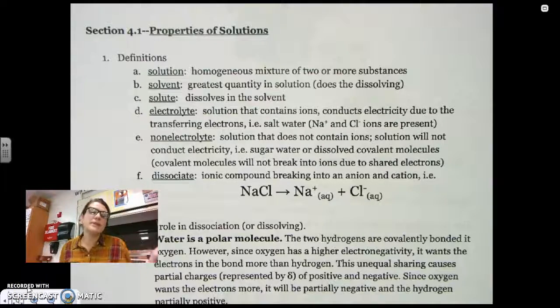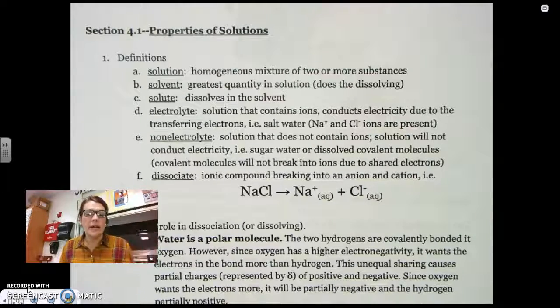Hey guys, okay, so this is the start of our new material. Not really new, it's kind of more review still, from chapters 1 through 3. But we're going to be starting solutions and aqueous reactions and stoichiometry chemistry. Okay, so we're going to start with section 4.1.